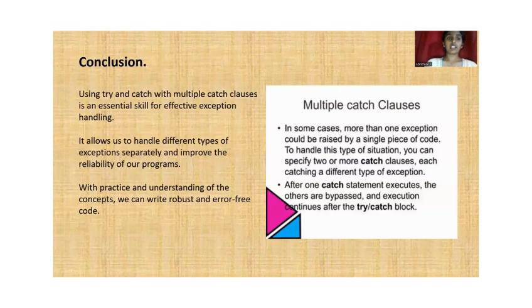Conclusion: using try and catch with multiple catch clauses is an essential skill for effective exception handling. It allows us to handle different types of exceptions separately and improve the reliability of our programs. With practice and understanding of the concept, we can write robust and error-free code.